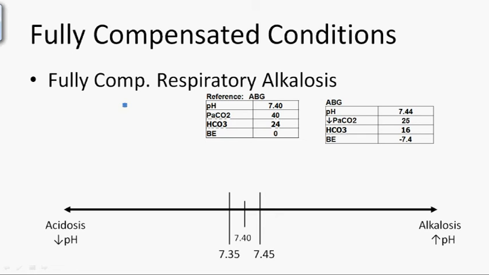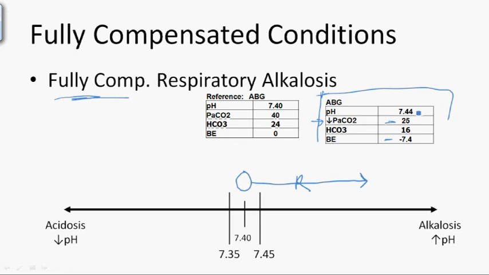So let's continue our discussion of fully compensated conditions. We know they're fully compensated because even though we've got major changes in our blood gas, this is the one we're going to look at right now. We've got a very unusual CO2, we've got an unusual base excess, so we know something's going on. Let's just find out what it is. So let's start by looking at our respiratory component here. Now I've got a low CO2, 25, so that should make me alkalotic. All right, so here's my respiratory component, but my pH is showing a minus base excess.